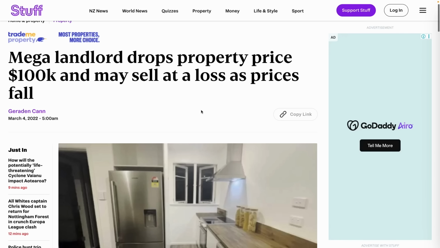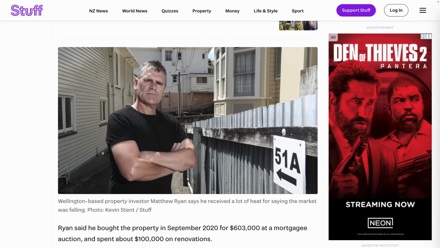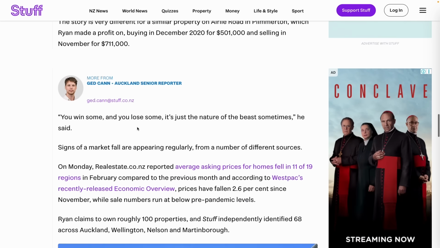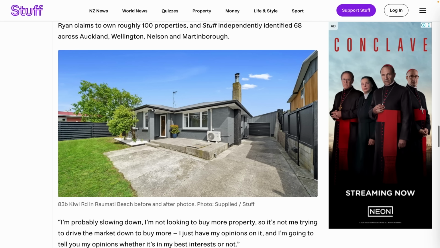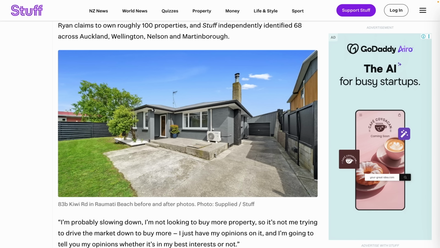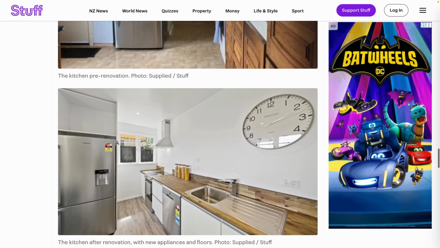I mean, he's a great guy, a guy called Matt Ryan, right? He bought a property for $603,000, did a $100,000 renovation job, looked like a pretty good quality job, actually. Tried to sell it for $799,000, but ultimately couldn't sell it. Dropped the price to $699,000, so he'd be losing money at that point.